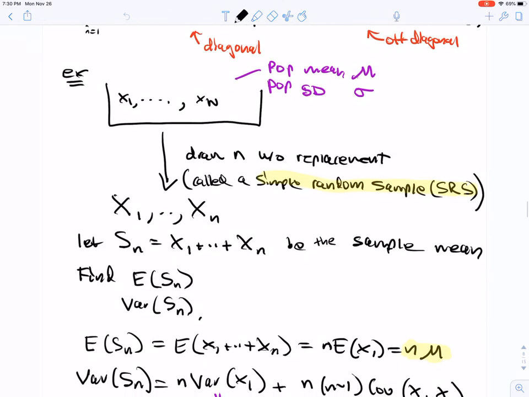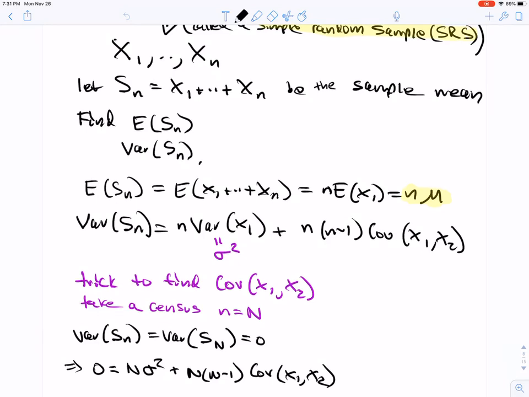Now, another important example is drawing from a population. So say that x1 to x capital N is a population, so it's numbers in a box, and say that the population mean is mu and the population SD is sigma. We draw n of these numbers without replacement. This is called a simple random sample, and this defines n random variables x1 to xn. Let Sn be the sample mean. We're going to find the expectation of Sn and the variance of Sn.